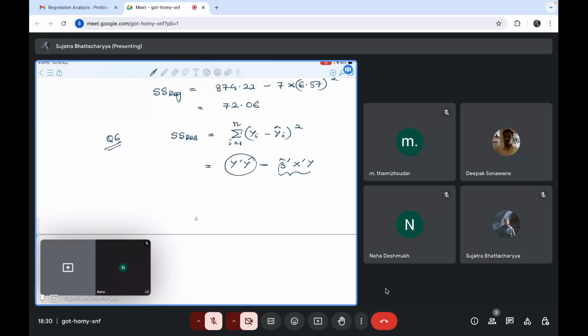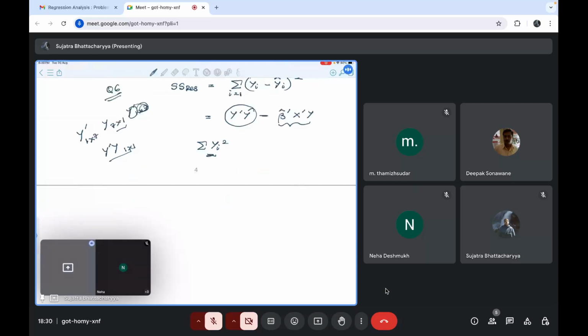What is actually y prime y? Y prime y is nothing but summation yi square. That's all, right? Because if you see, y is a 7 by 1 matrix, and y prime will be a 1 by 7 matrix. So y prime y will be a 1 cross 1 matrix. It is just the summation of each and every term in y, squared.